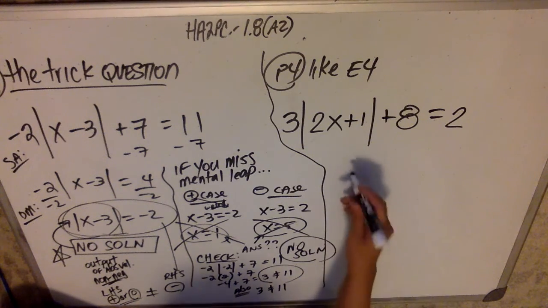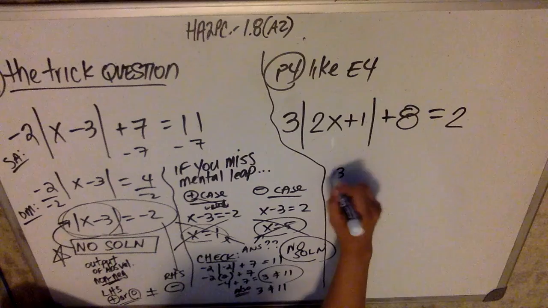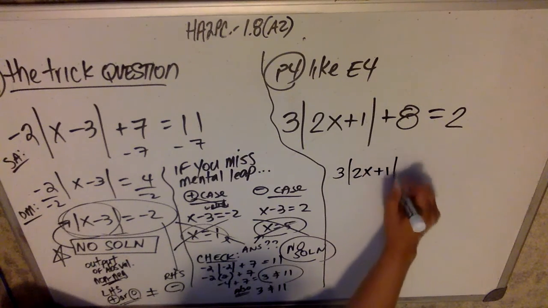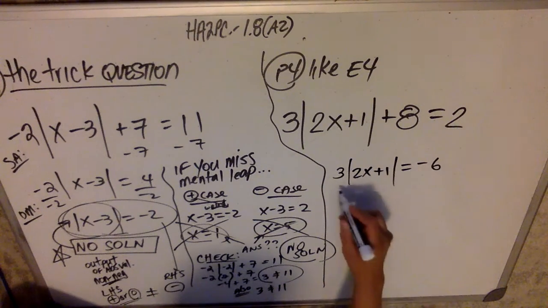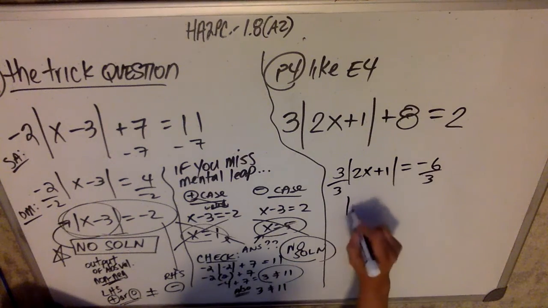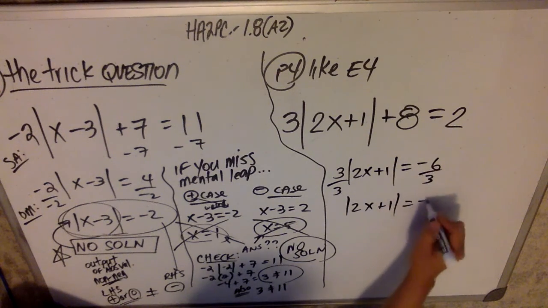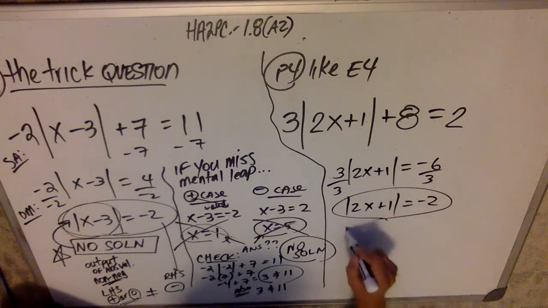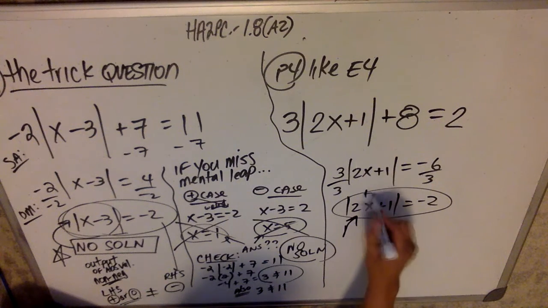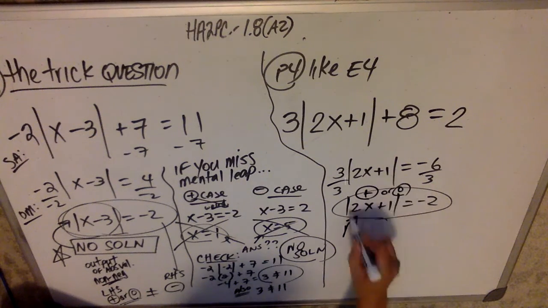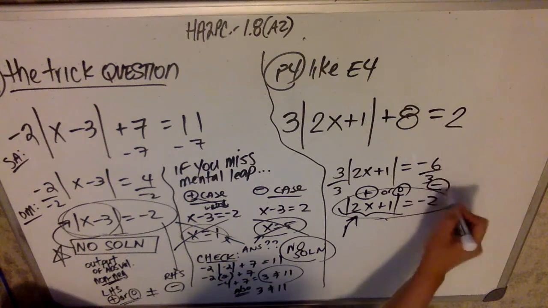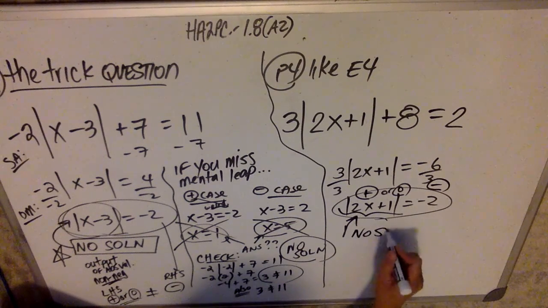If I were to solve this, right, I would subtract the 8 first, and I would get 3 times the absolute value of 2x plus 1 equals negative 6. I divide everybody by 3, and I get the absolute value of 2x plus 1 is a negative 2. And right there, that's where I say, oh, wait a second, this side is positive or 0, because that's the way absolute values work, right? And this side's negative, so there's no solution.